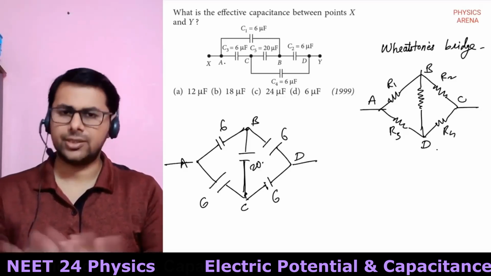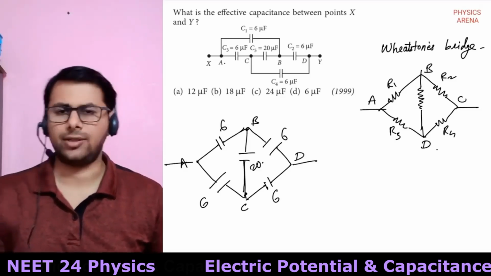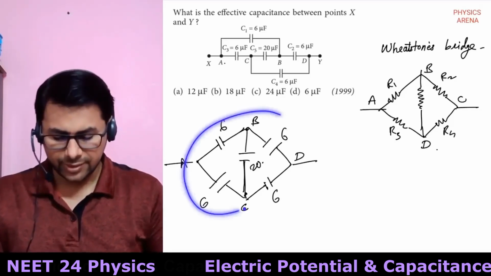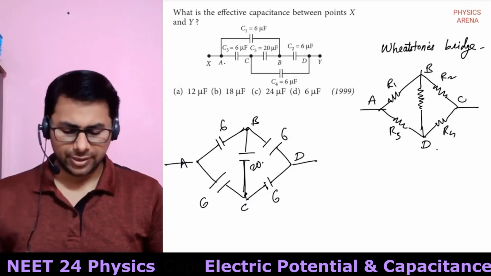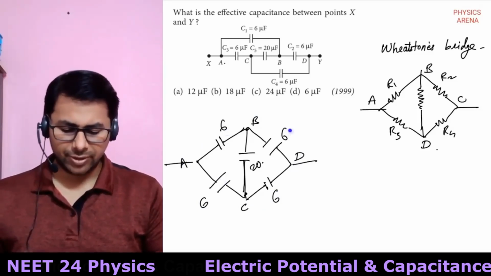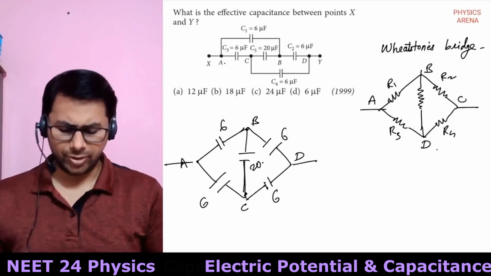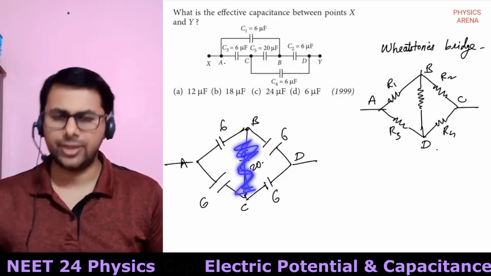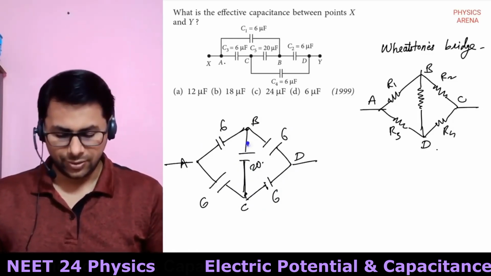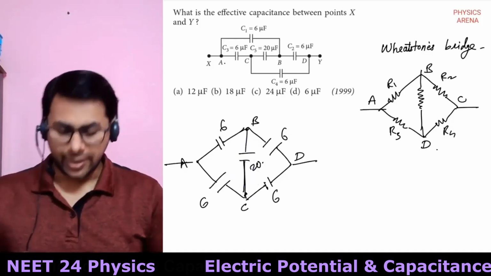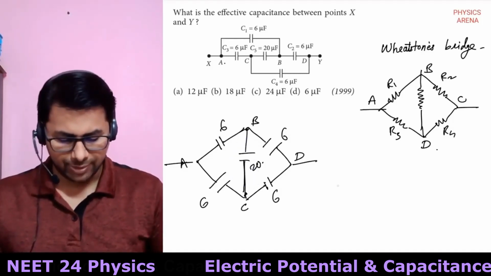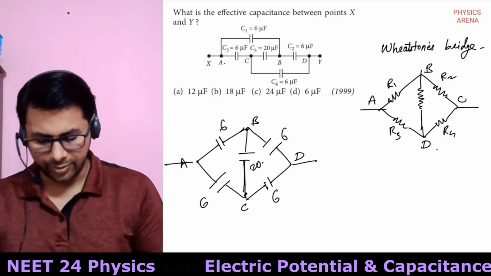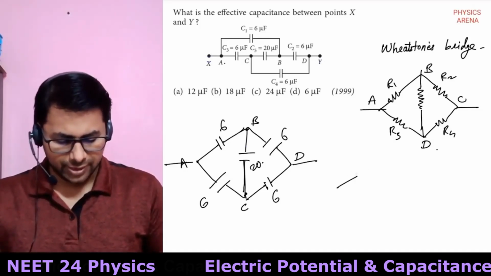So it is this thing only, Wheatstone's network, nothing else, right? Is it balanced? Balance means, is this capacitor upon this capacitor equal to this upon this? Yes, because all of them are 6, 6. So this is ineffective. We don't need to think about this capacitor. So remove that and you will have the capacitance between A and D, or which is X and Y. Capacitance will be 6 and 6.